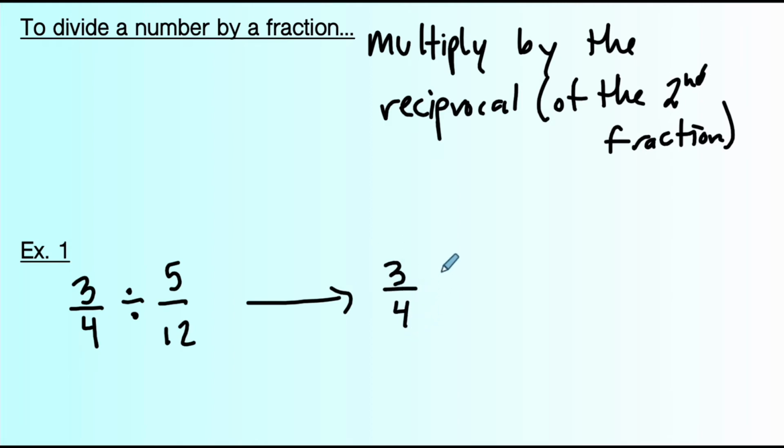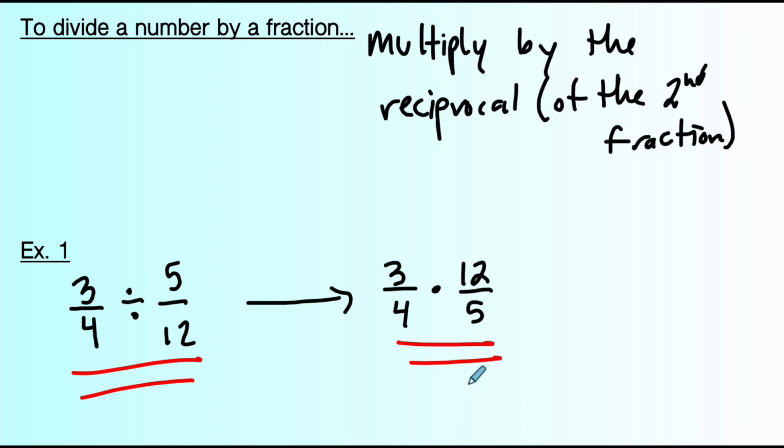So we're going to rewrite this as 3/4. What does this say to do? Multiply by the reciprocal. What's the reciprocal of 5/12? 12/5. This division problem and this multiplication problem are equivalent. They mean the same thing. They will result in the same answer. So for any division with fractions, we aren't going to be dividing. Instead, we take a second and rewrite the division problem as a multiplication problem. So 3/4 divided by 5/12 is the same thing as 3/4 times 12/5.